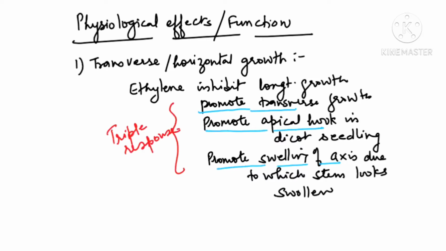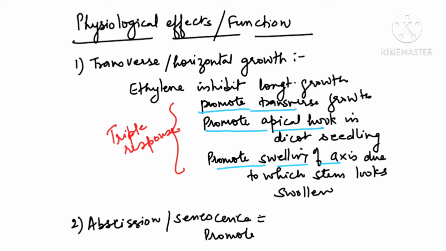Now, second, it is promoting the senescence and abscission in organs like leaves and flowers. So, abscission and senescence, we can say ethylene promotes, okay? It promotes especially in organs like leaves and flowers.